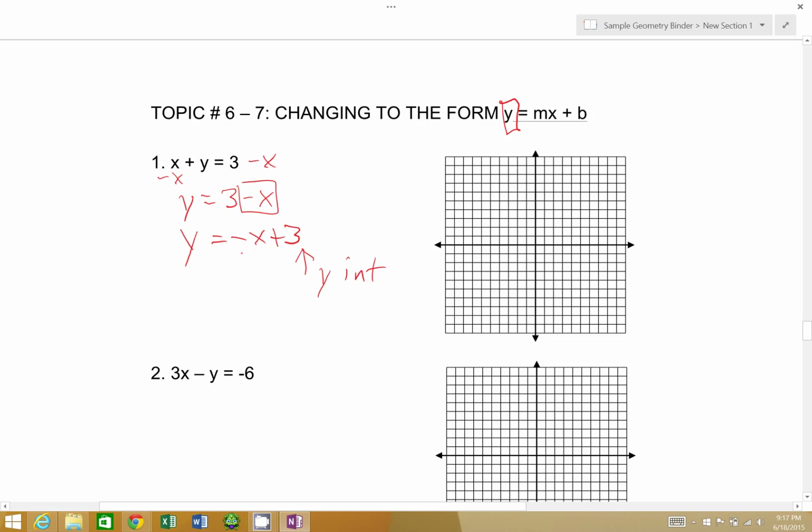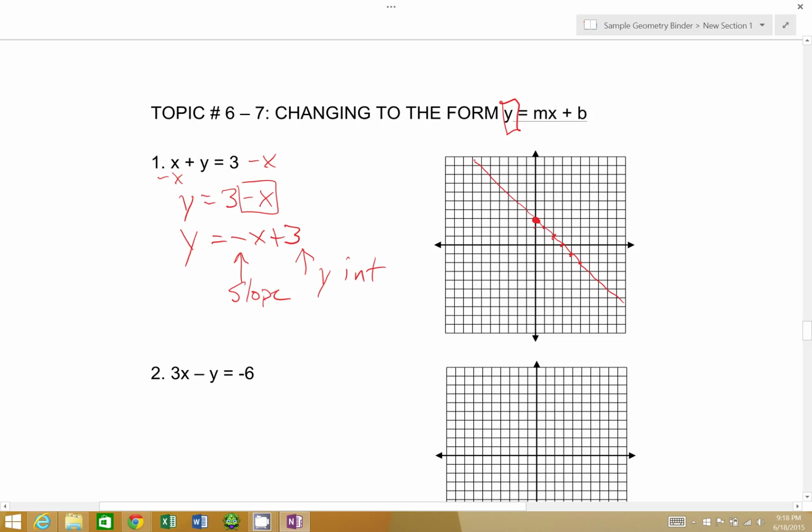Y-intercept and slope. So my y-intercept, I go up 3, and I'm simply going down 1 and over 1. Down 1 and over 1, and so on and so forth. Draw my line through, and I'm done.